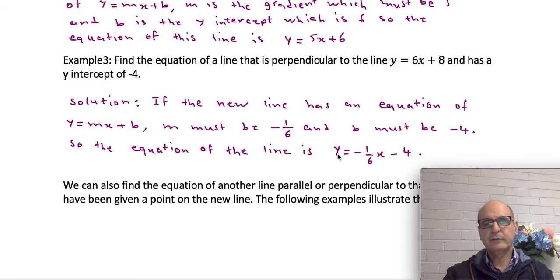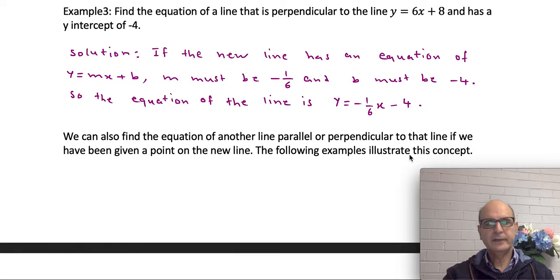So then our equation is going to be y equals minus 1 on 6 x, because m was minus 1 on 6, and b is minus 4, so minus 4. That is the answer.